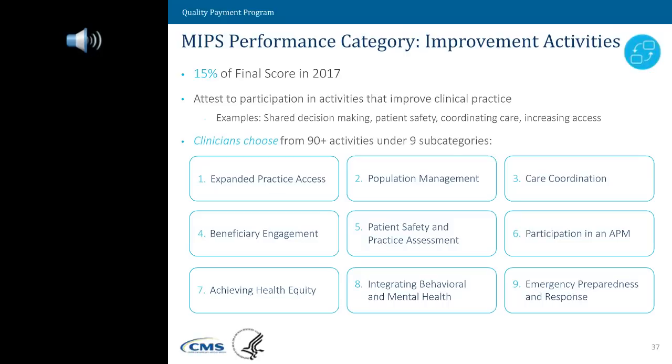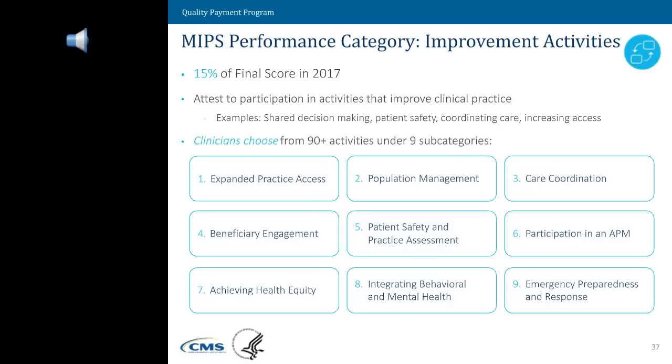It's brand new. And so what improvement activities does is it really deals with practice improvements that you make within your own practice. We have over 90 activities to select from that span 9 categories. Those categories are listed on the slide here. And generally, for most clinicians, to get the fullest points under improvement activities, so there's 15 points here, they would have to do no more than 4 activities.